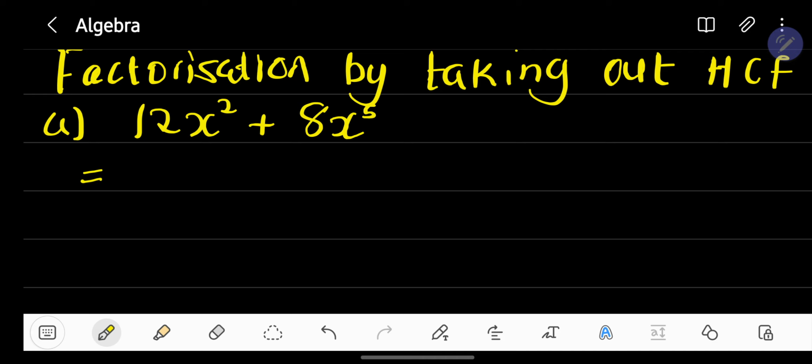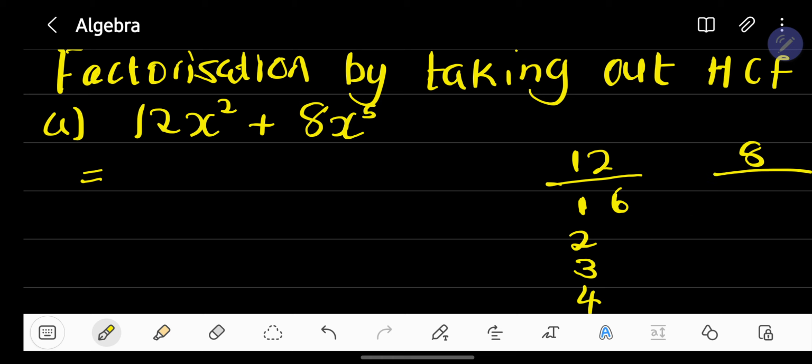The factors of 12 and the factors of 8. Let's start with 1. Can it go into 12? Yes, it is a factor. What about 2? Yes. What about 3? 3 can go into 12. What about 4? 4 can go into 12. What about 5? 5 cannot. 6? Yes, it does. What about 7? 7 does not. 8 does not. 9, 10, 11 do not. 12 does.